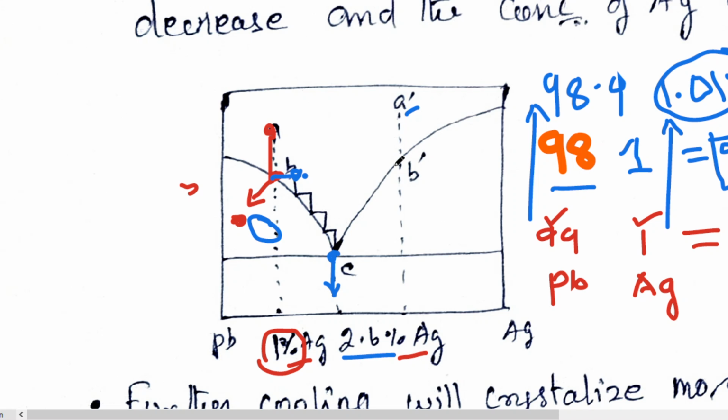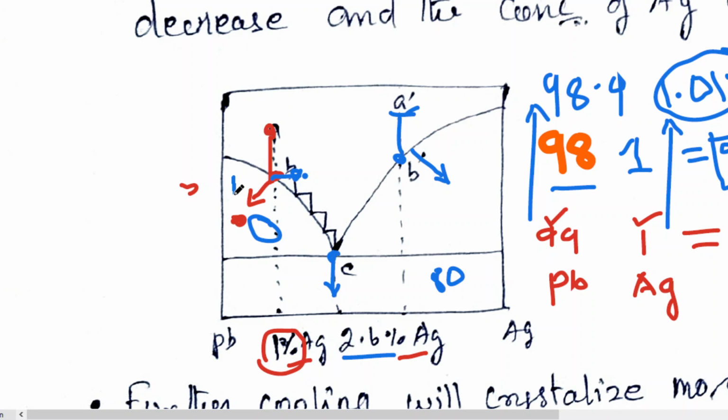Okay, I take the example of 80% silver and 20% lead. I am taking that mixture and heating it up to this temperature at point A dash, and I am cooling. It will be in liquid state. When I reach this point B dash, what will happen? Silver will get deposited here.